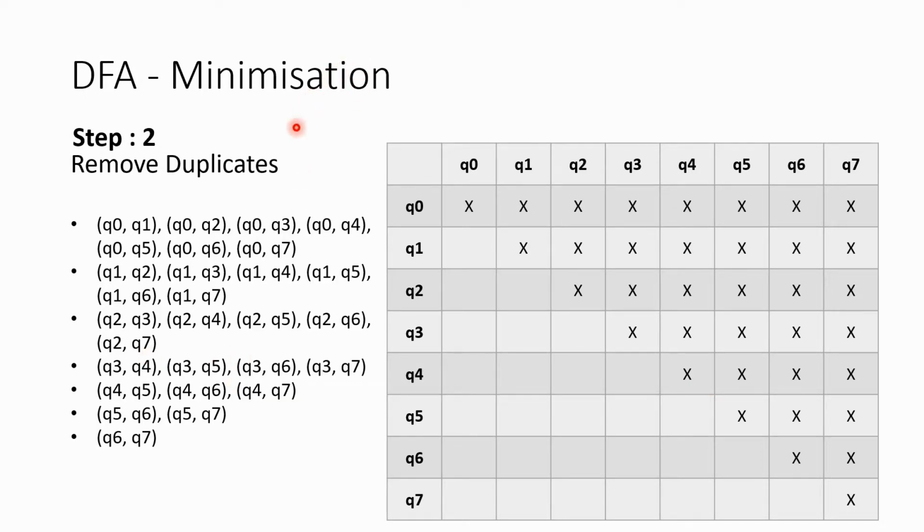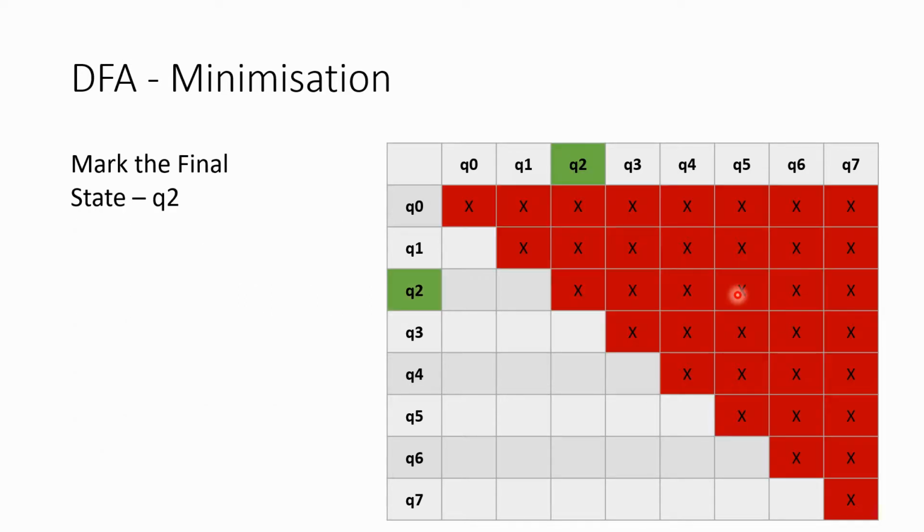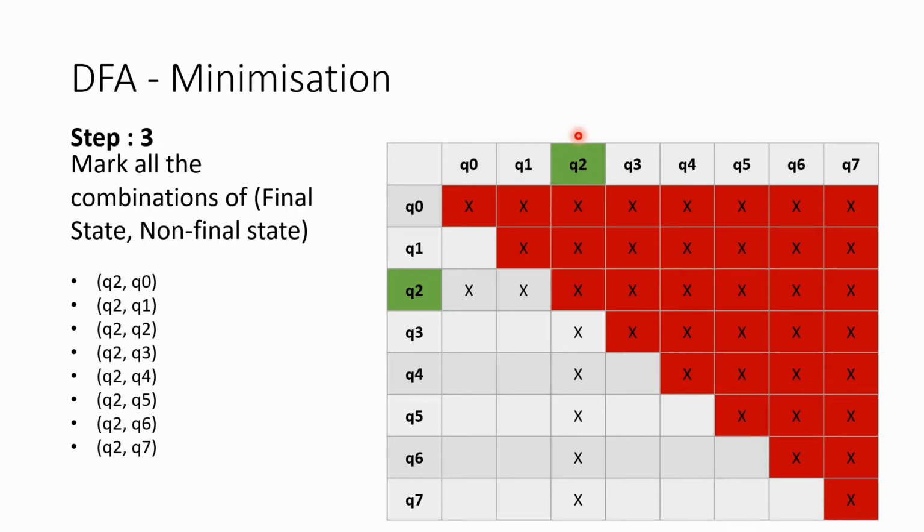The second step in DFA minimization is removing the duplicates. Here, Q0, Q1 and Q1, Q0 are considered to be duplicate sets, and hence the duplicate set of Q0, Q1 is removed. This is done for all the duplicate sets. Hence, half of the table is considered to be invalid. Then we are going to mark the final state, which is Q2, as in our problem.